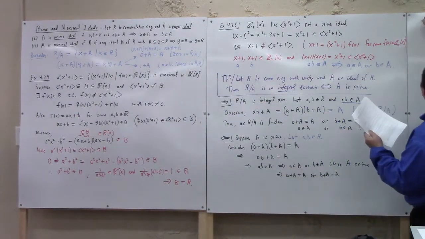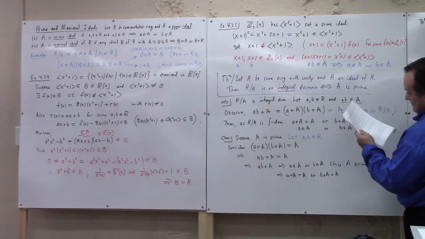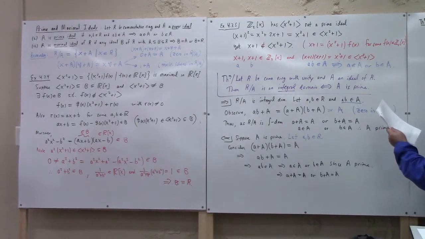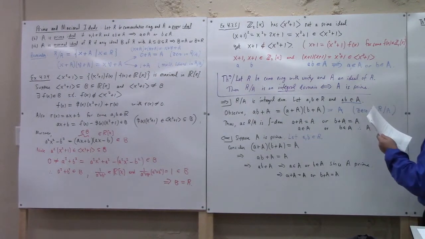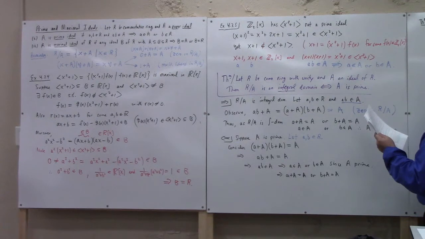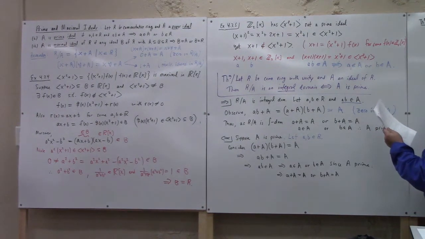So theorem 4.37. Again, same preamble as the previous theorem. It says that R mod A is a field. What's a field?